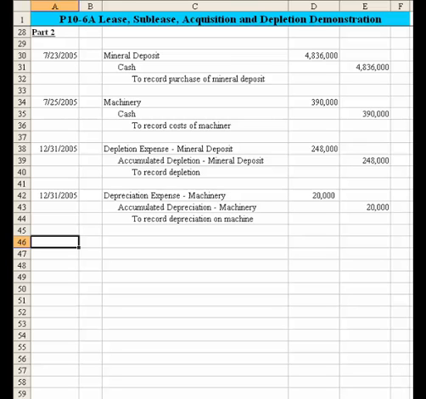One other point, amortization is typically computed using a straight line method, but the units of production method, which we're doing here, which is considered an activity basis method, is normally the one used when we're involved in depletion.